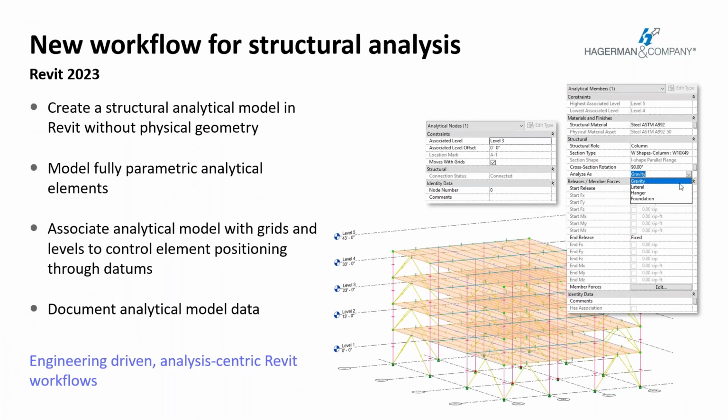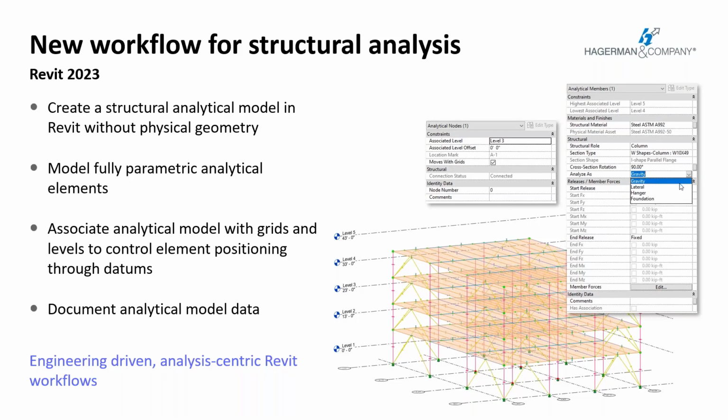The first one is quite a big change from previous releases, as the analytical model is now completely autonomous. The biggest difference you will notice is that you no longer get the analytical model elements modeled at the same time as physical elements. You can choose to initiate structural analysis workflows from Revit with or without any physical context. And I think this is pretty nice.